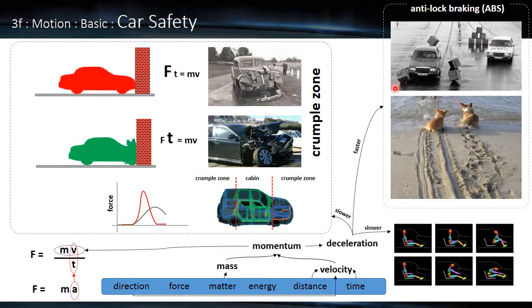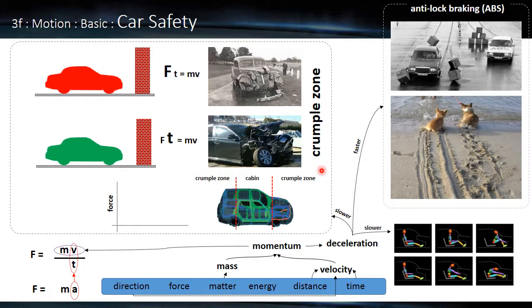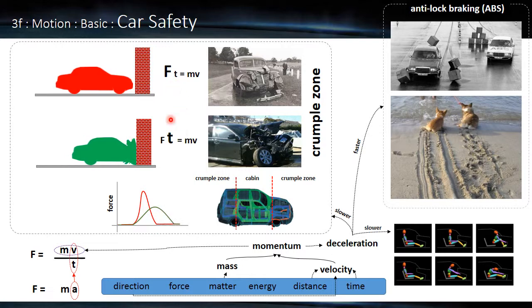So car safety then, we have a number of innovations: crumple zone, seat belt and anti-lock braking, all of which reduce the force, or two of which reduce the force by increasing the time.